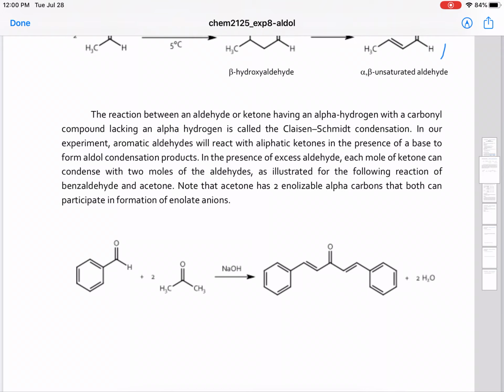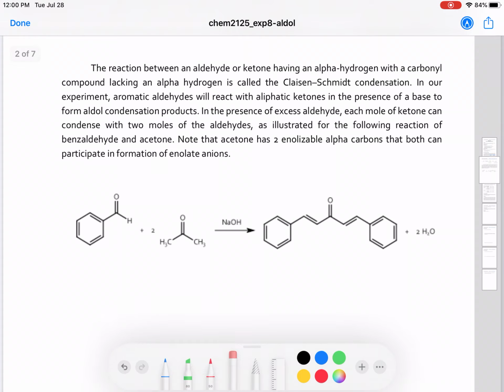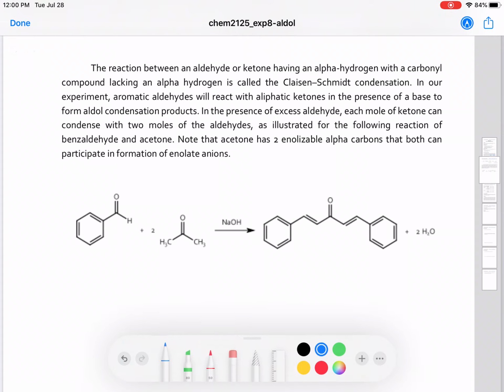Some reactions happen when your aldehyde and ketone both have alpha hydrogens. But sometimes we can make the reaction happen with one component having alpha hydrogens while the other does not. The reaction between an aldehyde or ketone having an alpha hydrogen, for example acetone here, with a carbonyl compound lacking an alpha hydrogen is called the Claisen-Schmidt condensation.